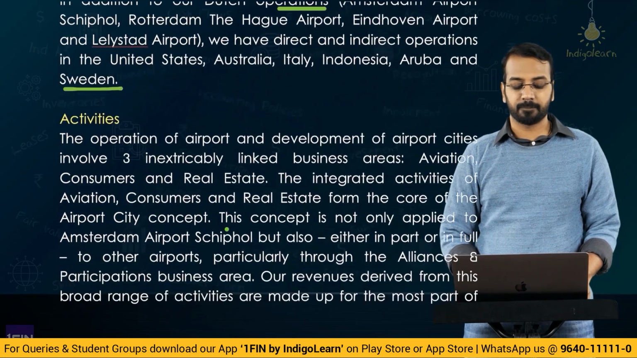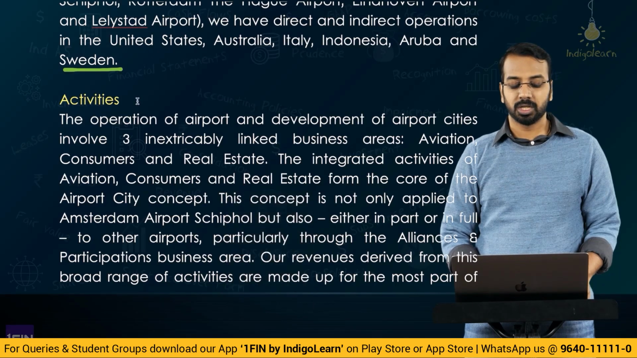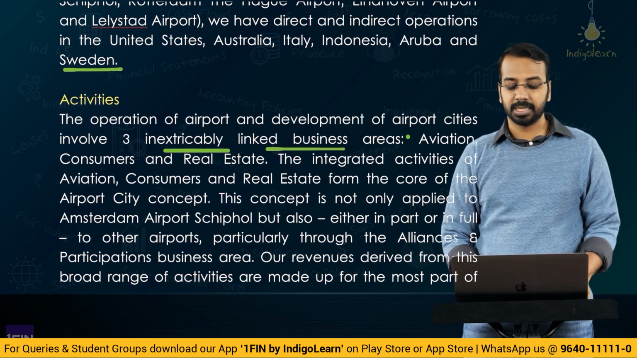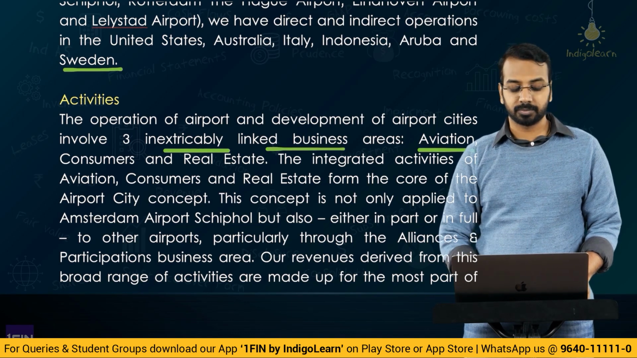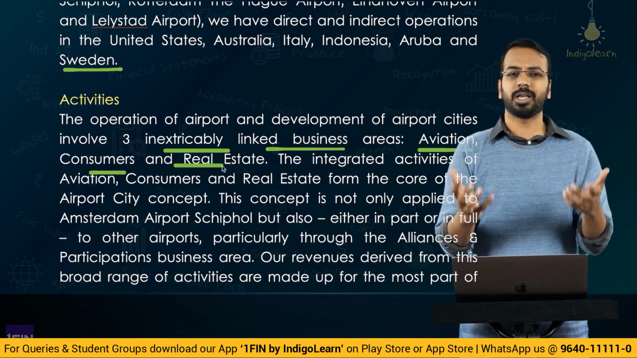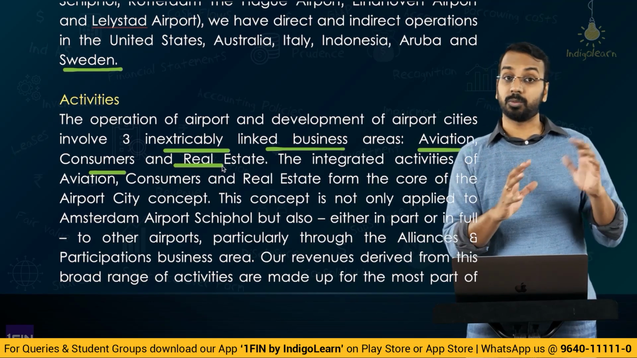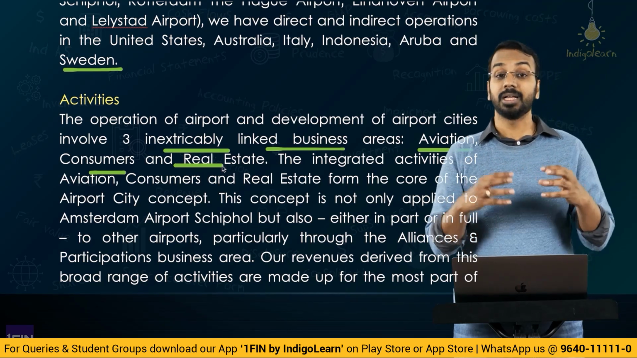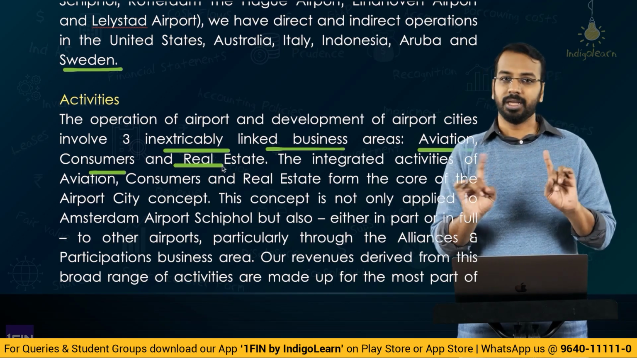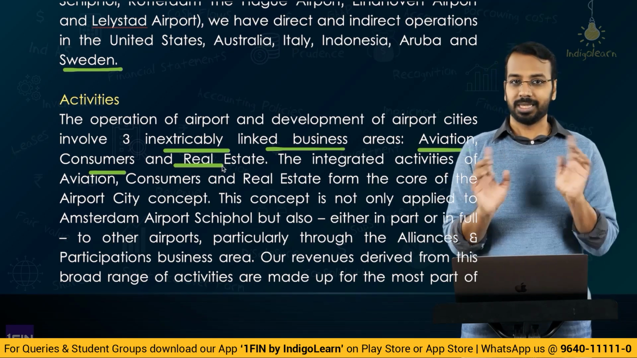Okay. Then activities. What are the various activities? The operation of the airport and development of airport cities involve 3 intricately linked business areas: aviation for flight, consumers, the passengers, and the real estate. So when you talk about airport city, basically there is an airport and in and around the airport there are some commercial areas. There could be hotels, there could be meeting areas and all of that, where flyers would come, they would have meetings there and then they would fly back. Okay, so it's a wholesome city in itself.